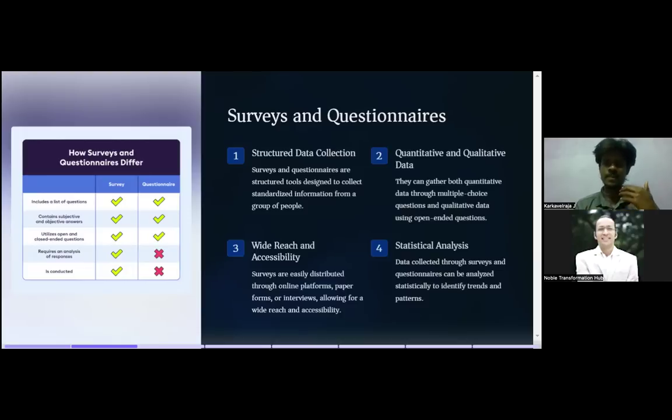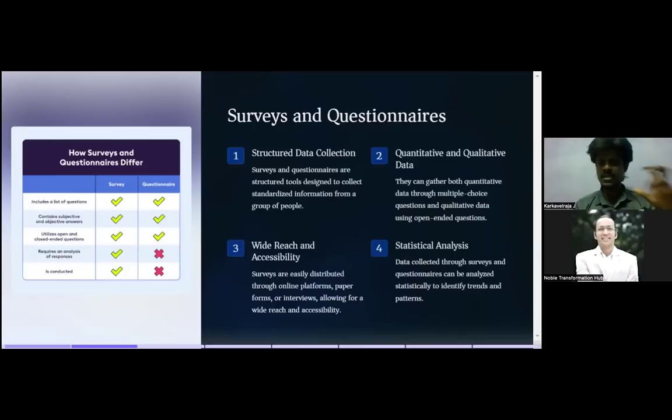Consider we are having a year-long session of AIML. We will give a survey and a questionnaire: what are the things you learned, what are the things you liked the most, and what went good and bad. You guys will fill it in, and based on that we will get an understanding. This is what surveys and questionnaires are all about, guys.